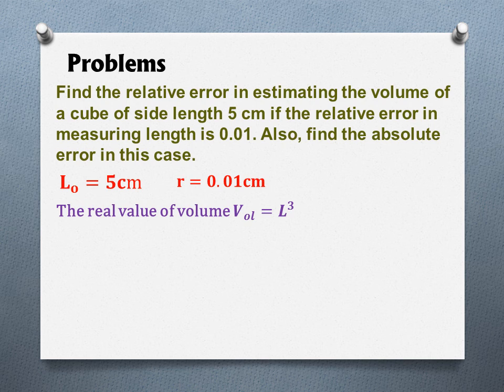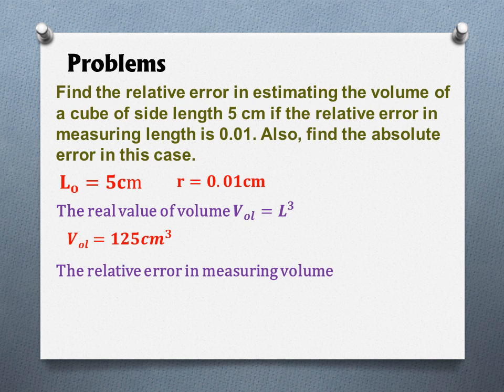The real value of volume equals L to the power 3. So the real value of volume equals 125 cubic centimeters. For the relative error in measuring volume, we add: R1 plus R2 plus R3, or multiply the relative error times 3, 0.01 times 3 equals 0.03.